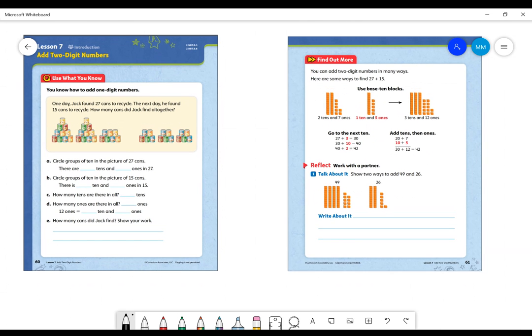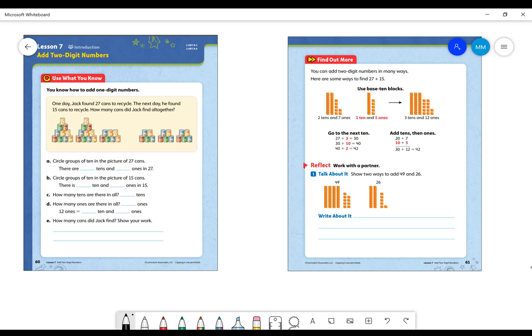All right, let's look at the first page. It says you know how to add one-digit numbers. One day, Jack found 27 cans to recycle. The next day, he found 15 cans to recycle. How many cans did Jack find altogether? All right, let's look at what it asks us in A.